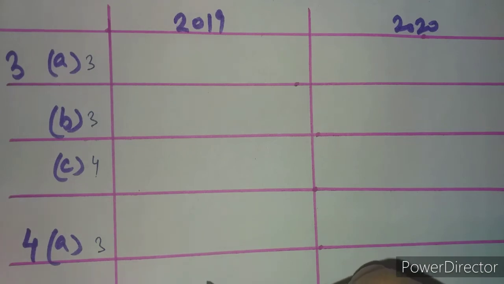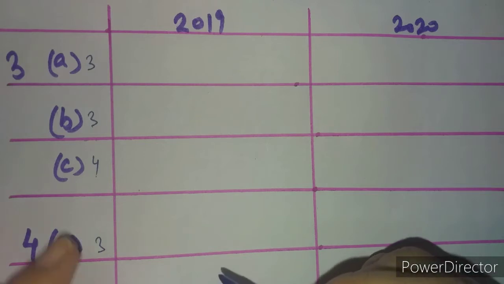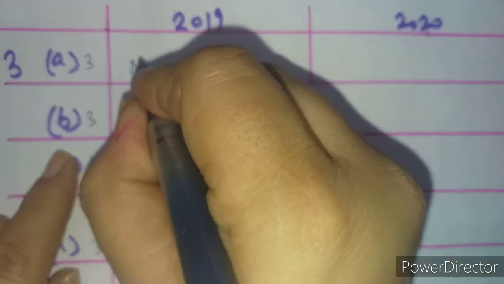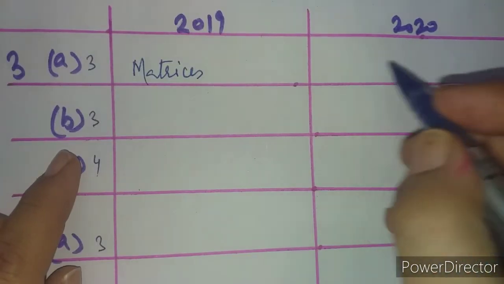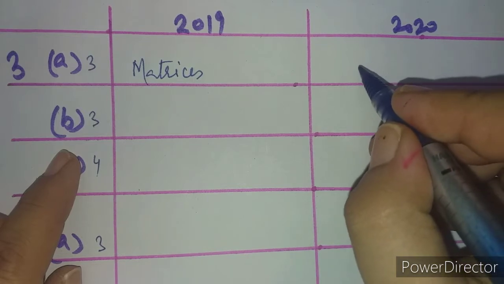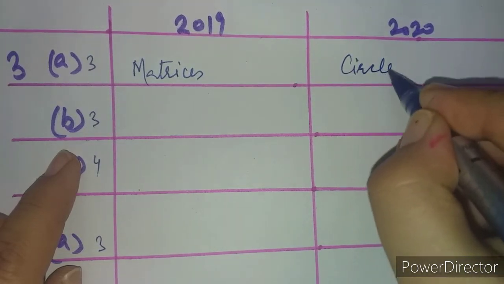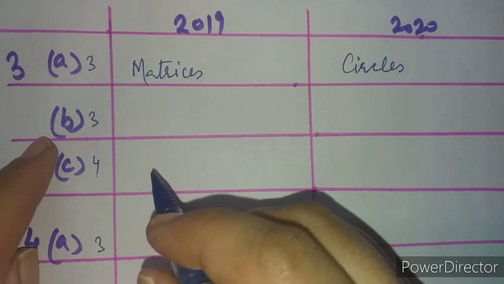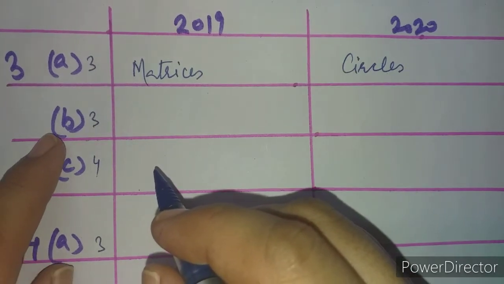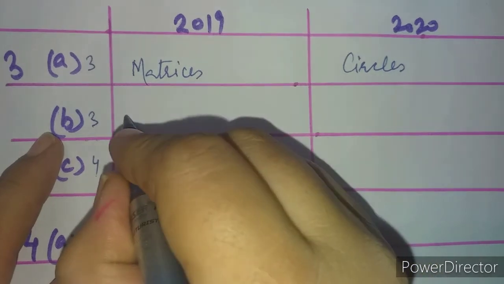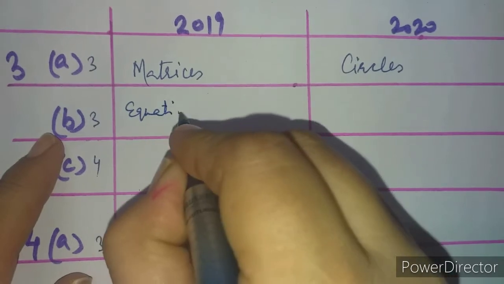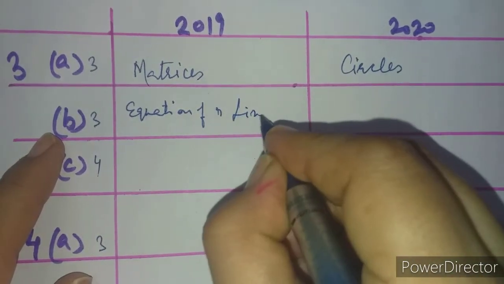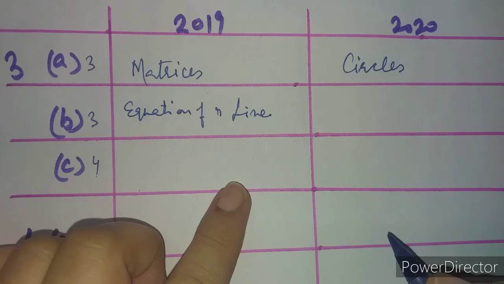Now let us begin with question number 3 part A. In 2019, this question was asked from the chapter of matrices, a simple question. And in 2023, part A was from the chapter of circles. Now, question number 3 part B in 2019 was from chapter 14, that is equation of a line. Equation of a line, a big chapter, but a simple question was asked.